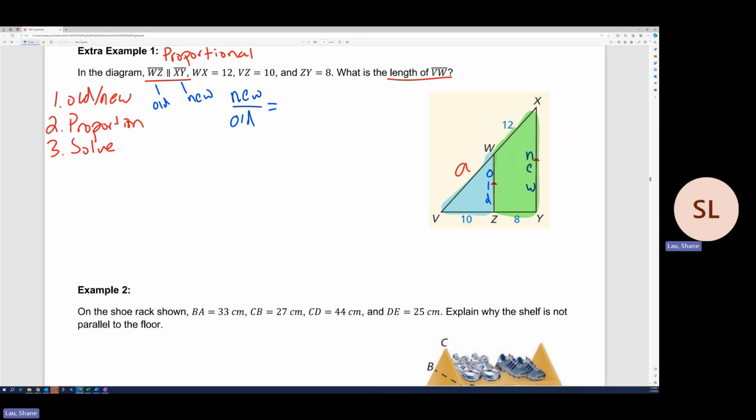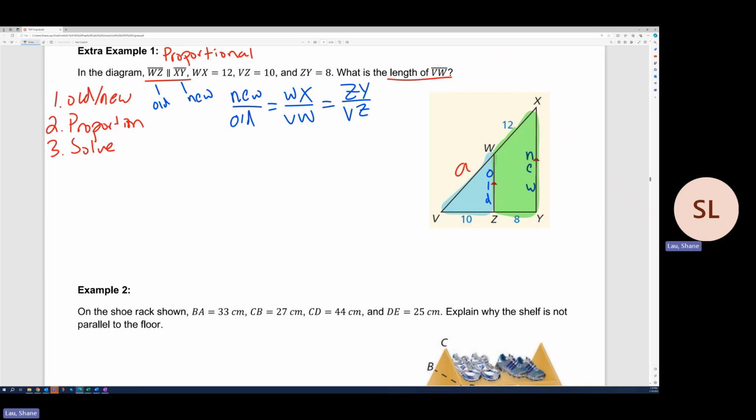So I'm going to take the old of one side. Let's do the VX side of it. We'll take the old and put it on the bottom of our denominator. We have VW as our old and WX as our new. And that proportion is supposed to be equal to the other proportion. So we'll take the old of the second side, which is VZ, and put it in the denominator with a numerator of ZY, because that is the new of that side. And we'll just keep on going. We'll keep on trucking through.